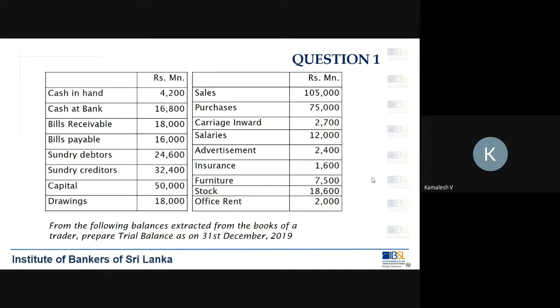Because in this question, this is just a list of account balances. Now they say cash in hand 4,200. That is 4,200 million, 4.2 billion actually. So when you say 4.2 billion, is it a credit or a debit? What do you think?